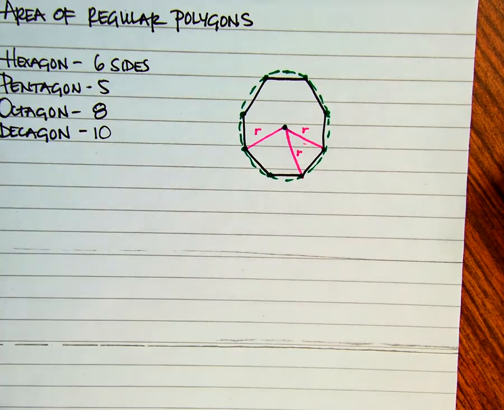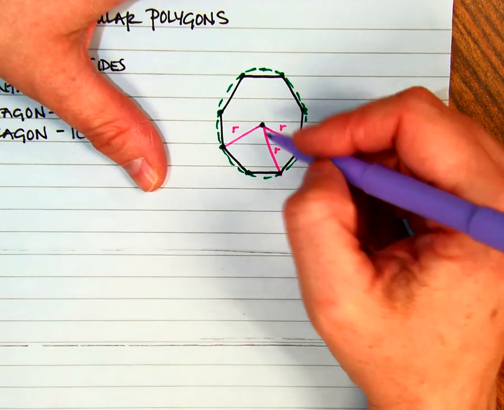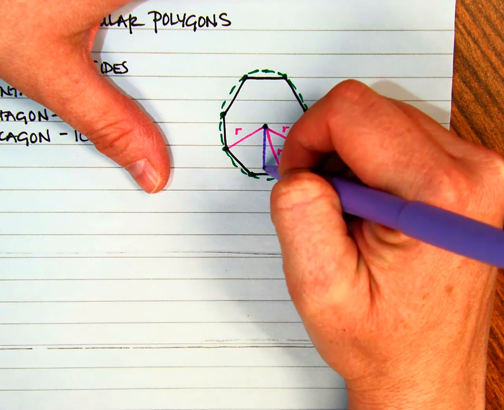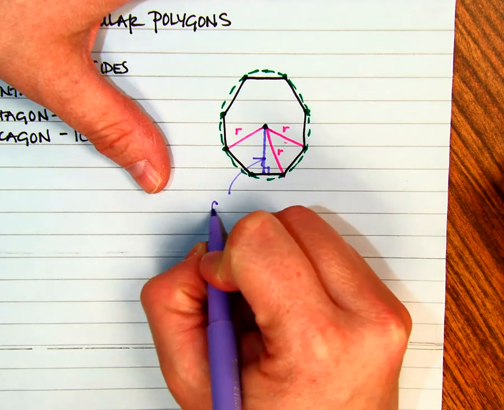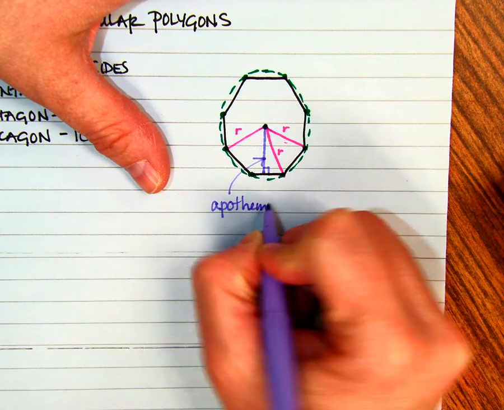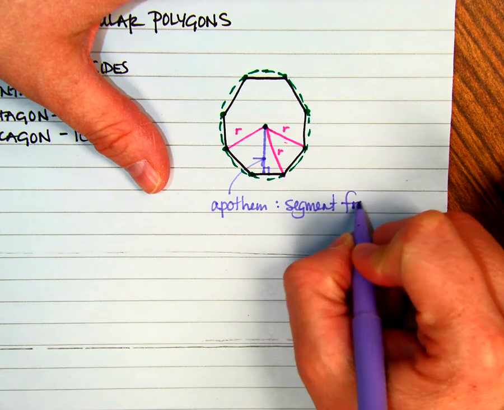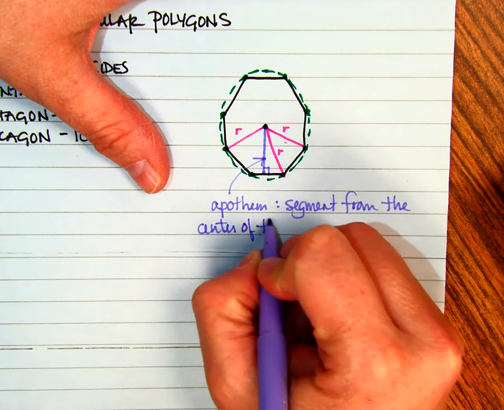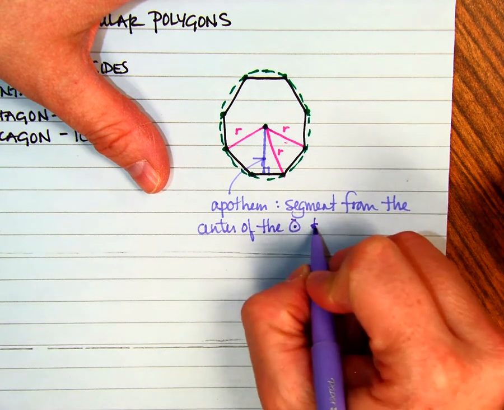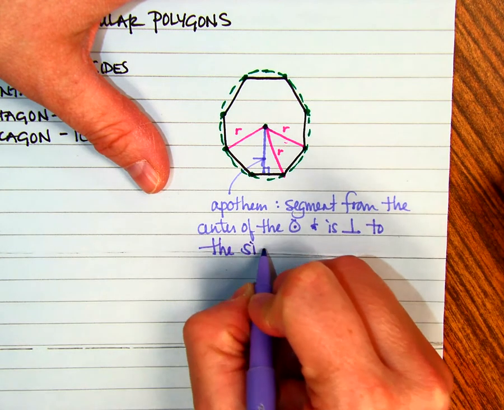But then we have an introduction of a new piece, and that new piece is called the apothem. Some teachers say apothem, I say apothem. It is from the center and is perpendicular to the side. So we have an apothem, and it is a segment from the center of the circle and is perpendicular to the side of the polygon.